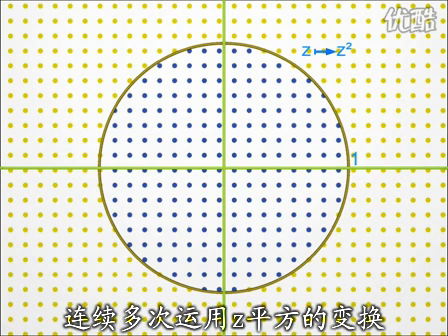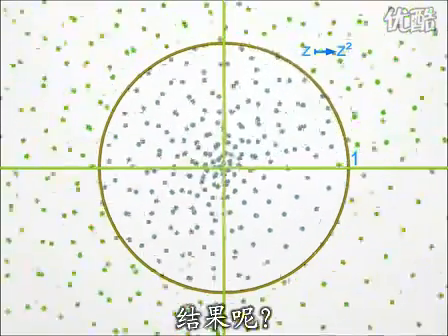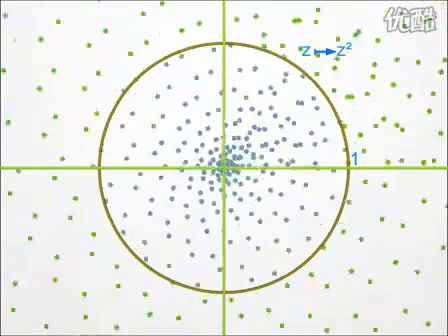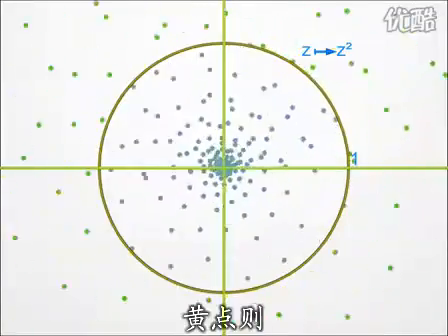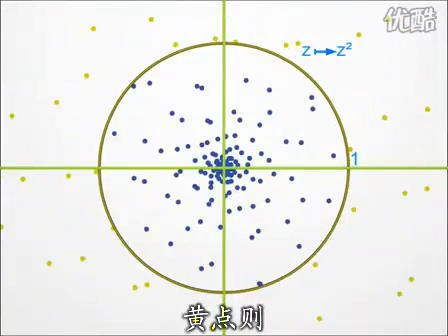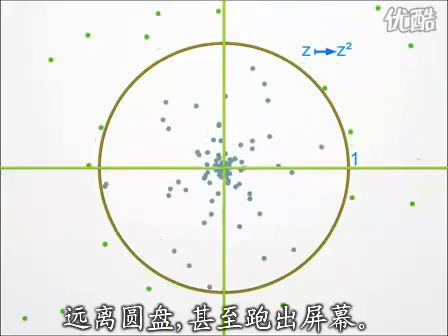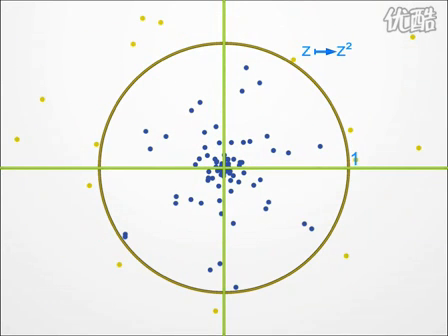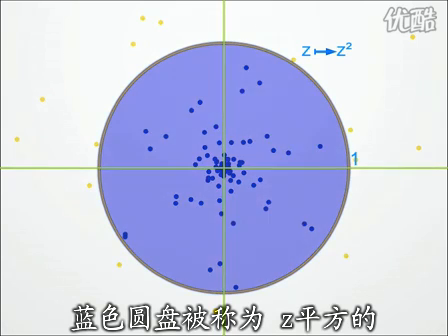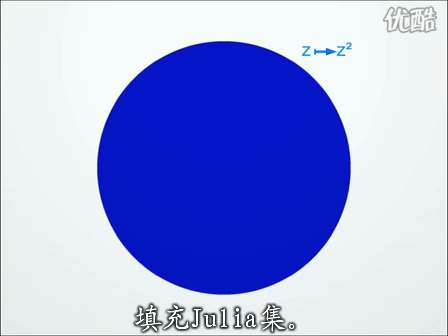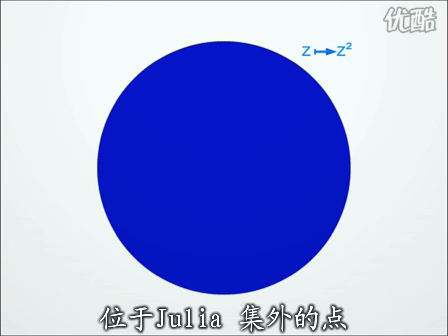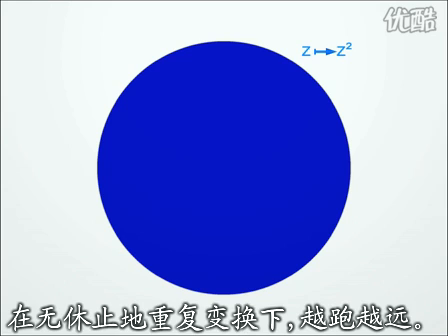Let's perform the transformation z squared several times, and let's look at the result. You can see that the blue points stay inside the disk, and the yellow points, on the contrary, escape from the disk, and even escape from the screen. One says that the blue disk is the filled-in Julia set of the transformation z squared. Points outside the Julia set escape to infinity when one repeats the transformation indefinitely.